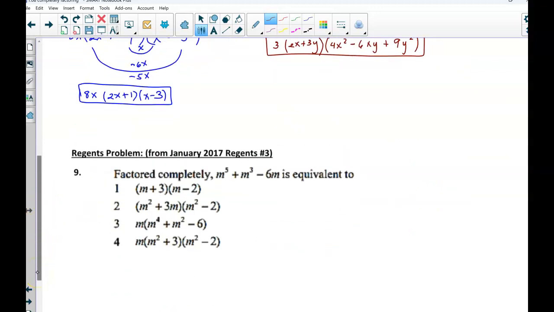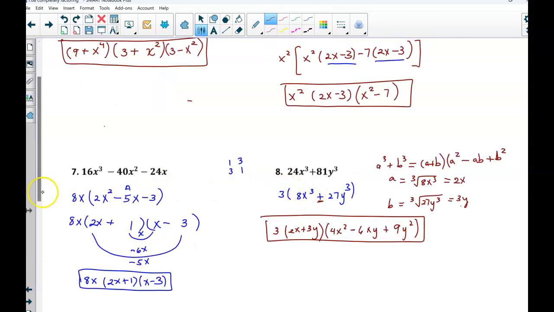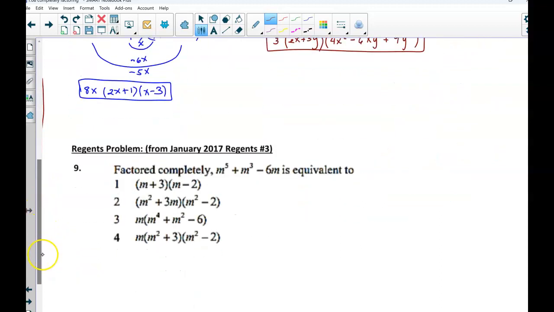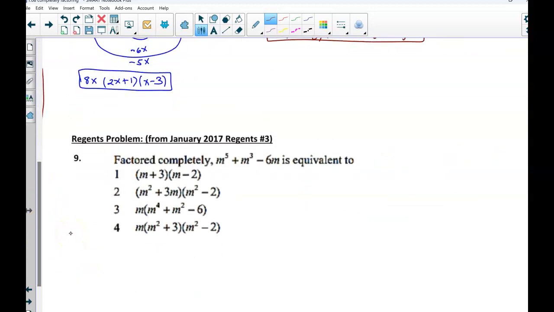And one last problem. This is from the January 2017 Regents, problem number 3. So again, you look for the GCF. The GCF is m. M to the 5th divided by m is m to the 4th. M cubed divided by m is positive m squared. Negative 6 divided by m is negative 6.